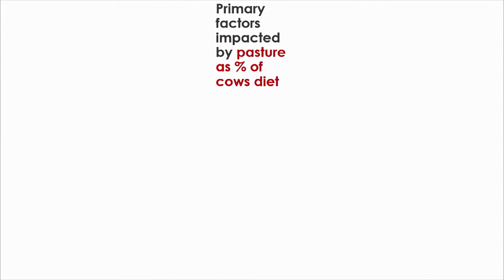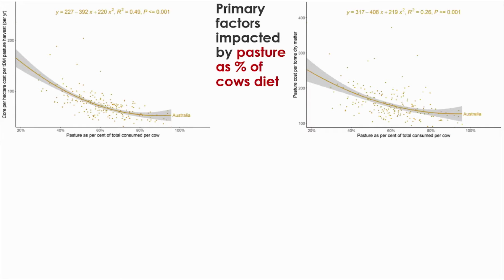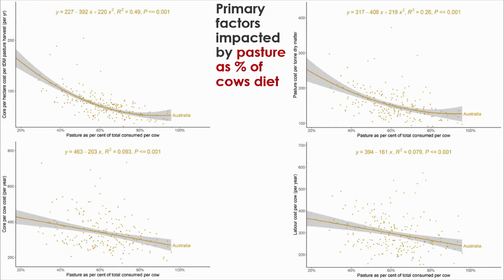Now I'm going to add graphs of four more cost factors that all decrease as diet pasture percent increases. This includes core per hectare cost per tonne dry matter, pasture cost per tonne dry matter, core per cow cost, and labour cost per cow. Again, the trends are consistent and strong, and still there is more.